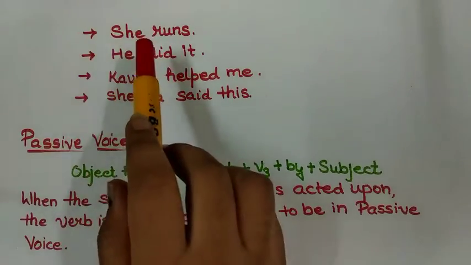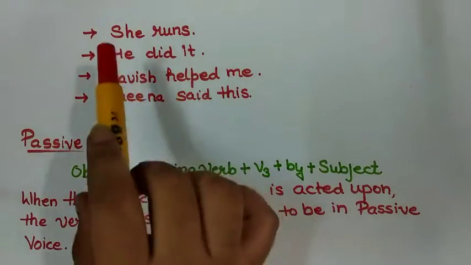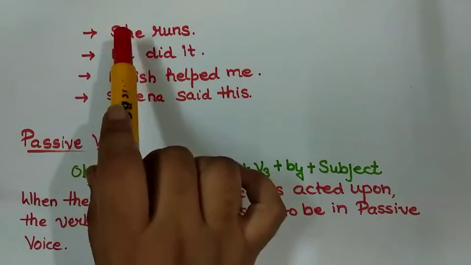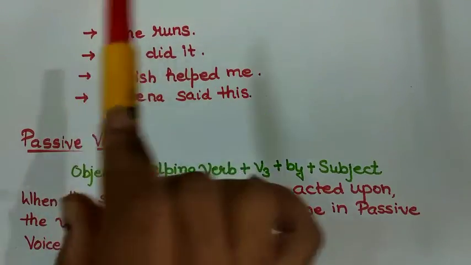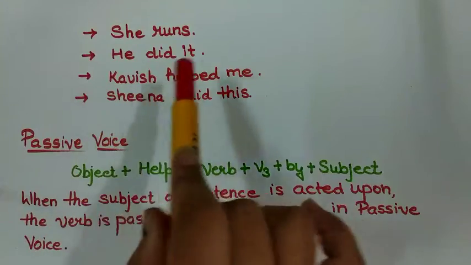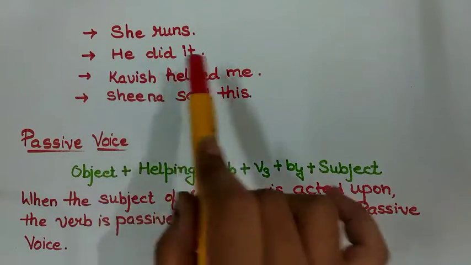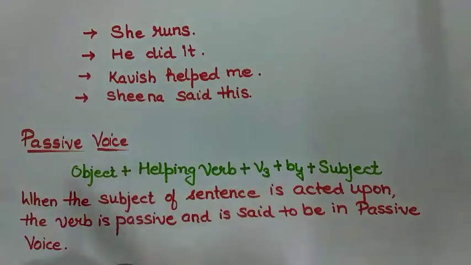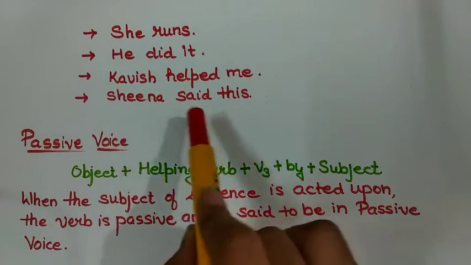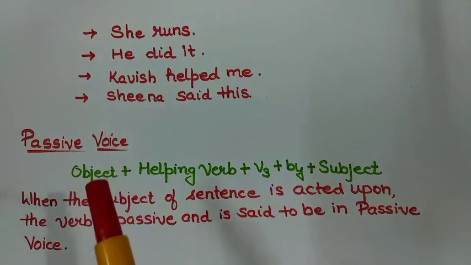She runs. He did it. Here you can see that we are talking about the subject doing something. Kavish helped me. Kavish is the subject and is doing the help. Sheena said this. All these are examples of active voice.